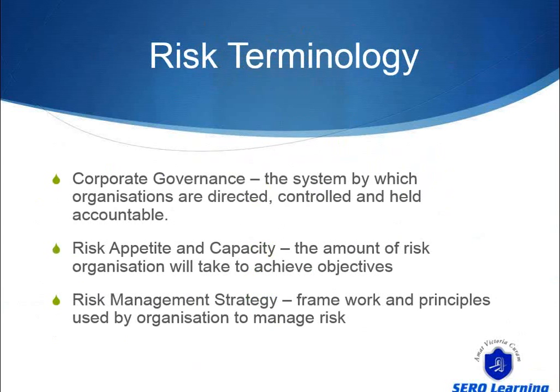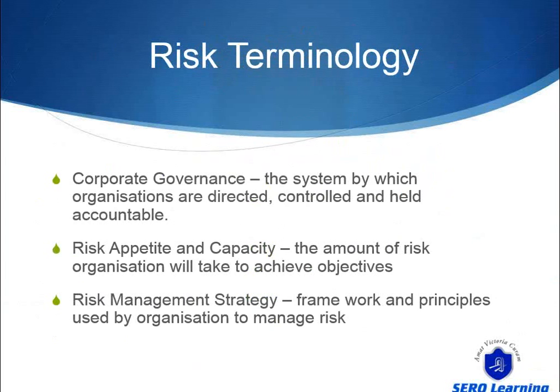A bit of risk terminology here while we're talking. When we say corporate governance, we're talking about the systems by which organisations are directed, controlled and held accountable. So basically, corporate governance is how the business manages itself. The policies and procedures it has in place in order to manage its various facets, and in this case, of course, how it's going to manage risk.